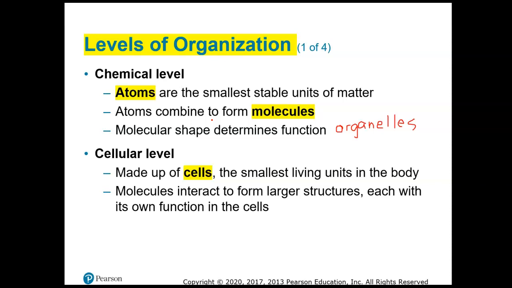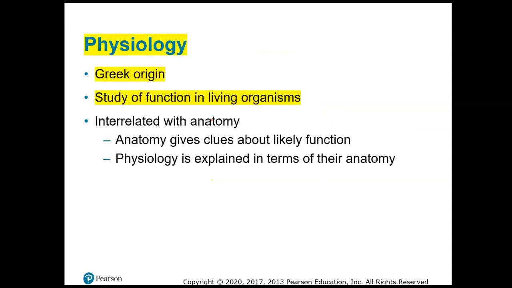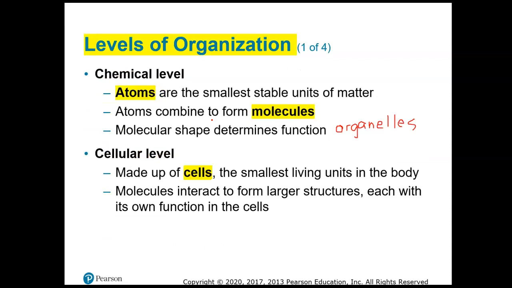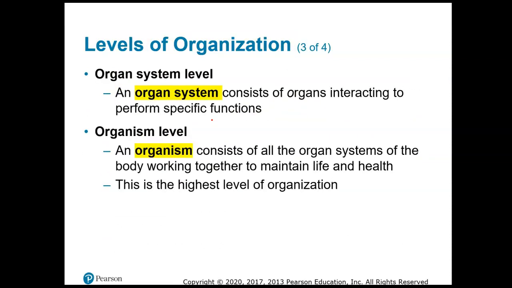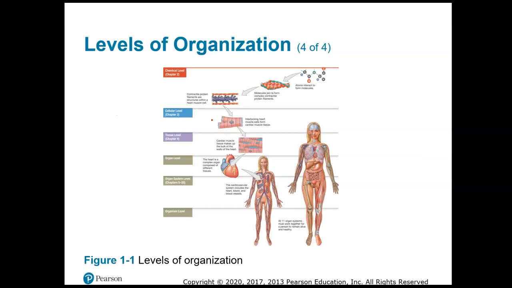So that is the list that you need to learn. Atoms, molecules, organelles, cells. Oh, I went backwards. Atoms, molecules, organelles, cells, tissue, organ, organ system, organism. So you may want to write that down somewhere in order. Go back and just write those levels down in order.